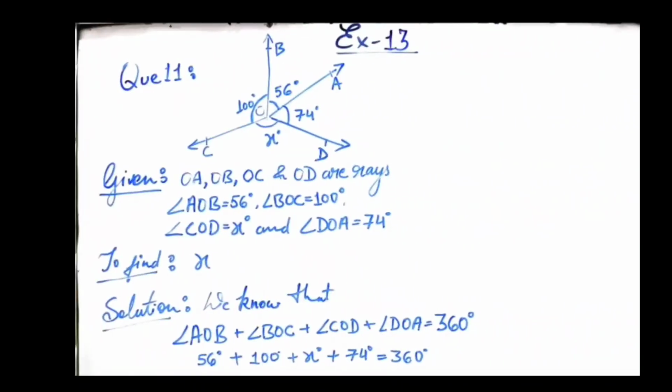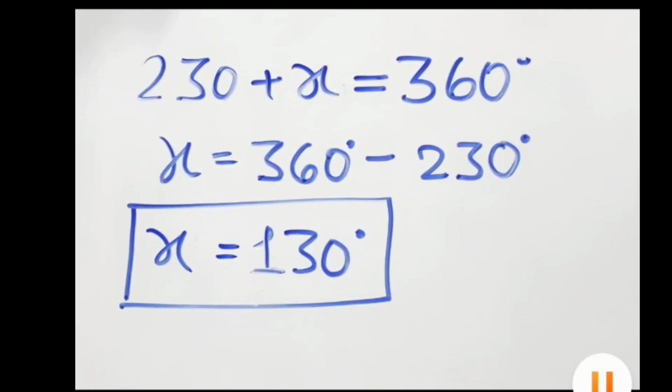So 56 plus 100 plus 74. First we will add these. So it will be 230 degrees. So we will write here 230 plus x equal to 360 degrees. Now x will be here only on the left hand side. Only 230 will go towards the right hand side and it will become negative. So 230 will be subtracted from 360 and we will get the value of x. It is 130 degrees, which we needed to find. So in this way you will complete this exercise. All the best.